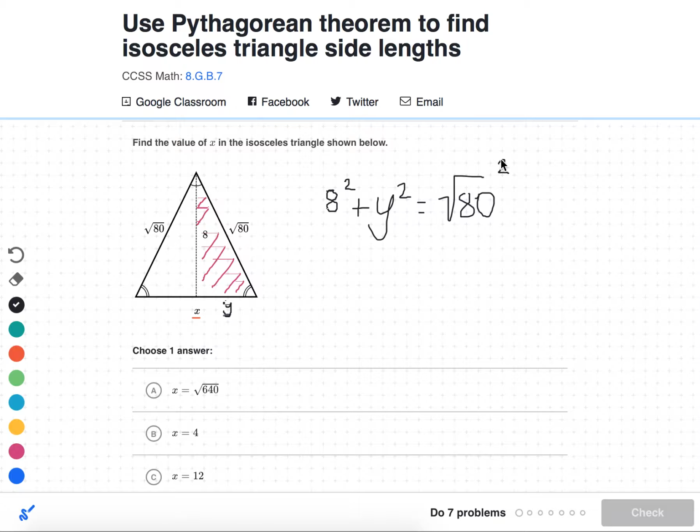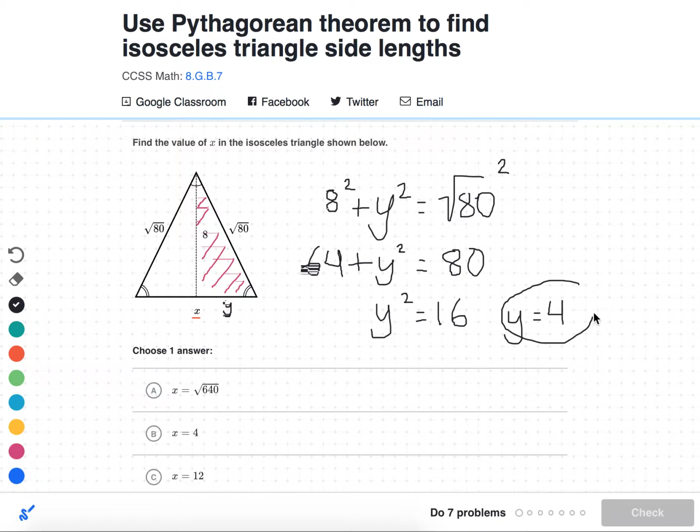Now the square root of any number squared is just that number. So the square root of 80 squared is 80. 8 squared is 64. So 64 plus y squared is 80. That means y squared is 16, because 64 plus 16 is 80. And y must be 4, because 4 times 4 is 16. So if y is 4, and that's half of the base, then x must be 4 plus 4, which is 8.